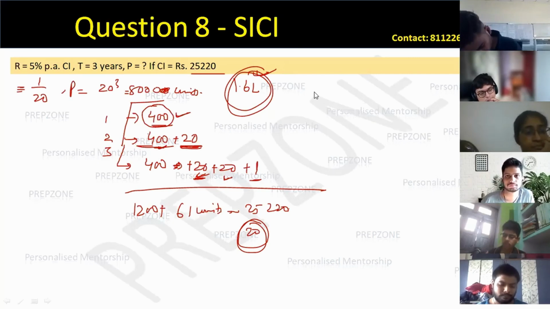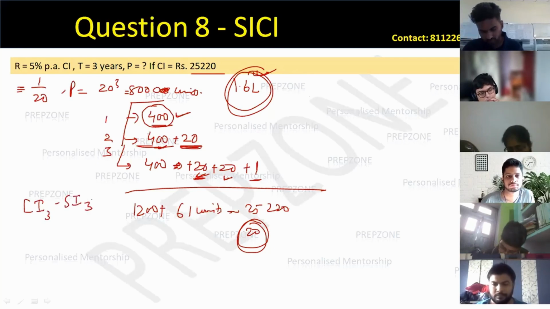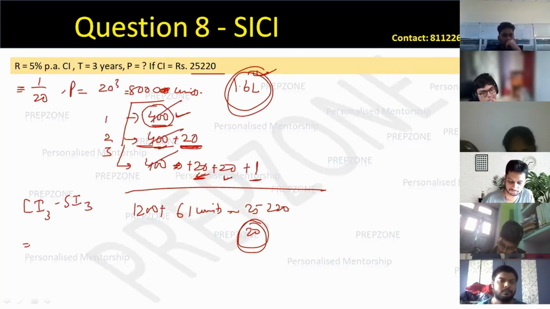And now if someone asks you what is the difference between compound interest and simple interest, what is the difference between compound interest after 3 years minus simple interest after 3 years? What do you do? It is simple. This is the simple interest, you will just remove it. Bacha kitna? 20 plus 20 plus 20 plus 1. So it is nothing but 61 units.